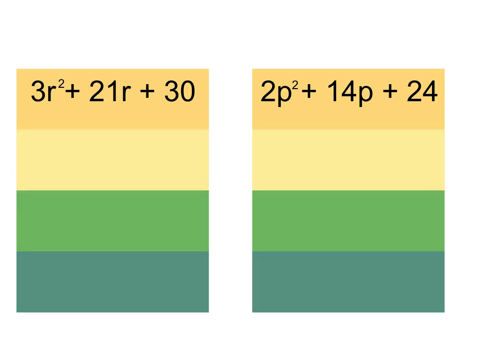Okay, so for this first one, what do you notice can come out of 3, 21, and 30? If you said 3, good job. So we can divide them all by 3. Let's divide each one of these terms by 3. So I'm going to pull the 3 that we divided them by outside of the parentheses, and then inside the parentheses, I'm going to leave all 3 of my terms, but after I've divided by 3.